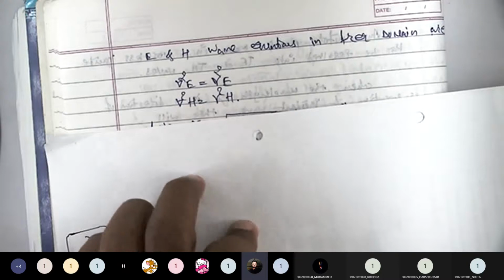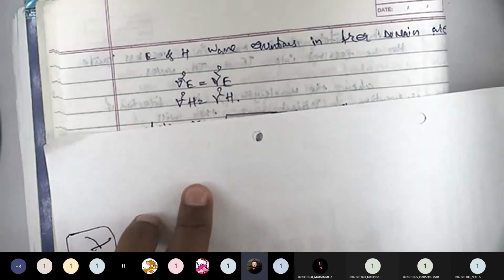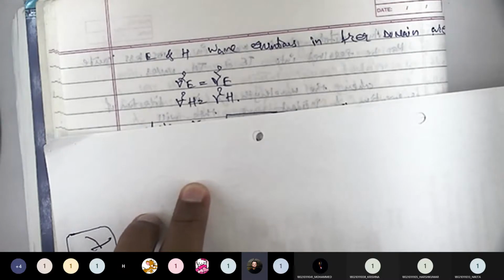So in our last class we have discussed that these are the two major wave equations in the frequency domain, which can be used to characterize the E and H field inside the waveguide. These are the wave equations which obey the Maxwell equations.